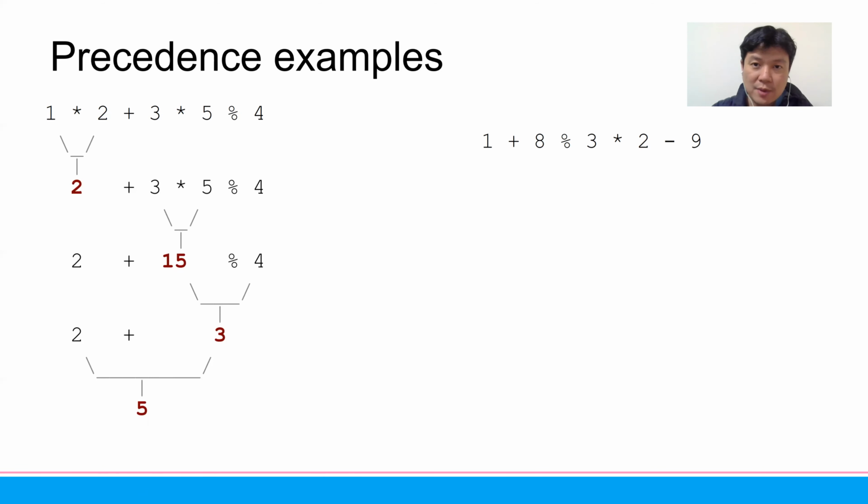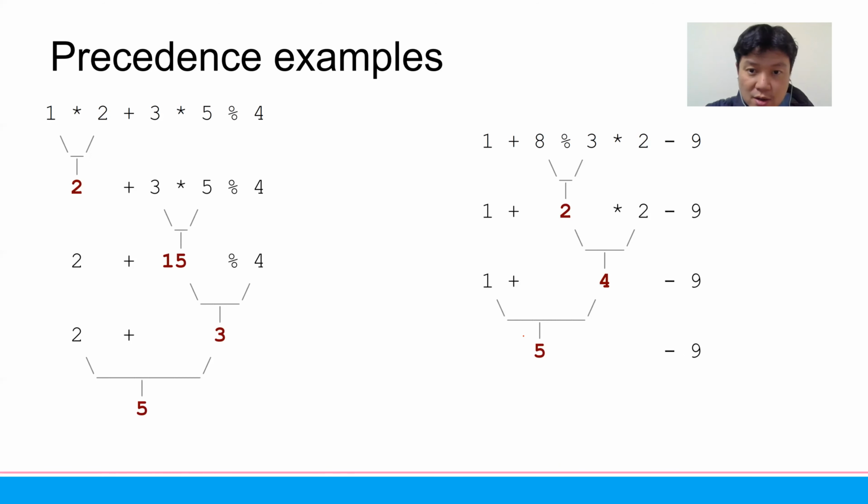Okay, what about the right part? What is 1 plus 8 modulo 3 multiplied by 2 minus 9? So you need to do the modulo first because it goes from left to right. Okay, and then we know that 8 modulo 3 equals 2, and then 2 multiplied by 2 equals 4, and then you will start from left to right again. 1 plus 4 equals 5, and then 5 minus 9 equals minus 4. Okay.